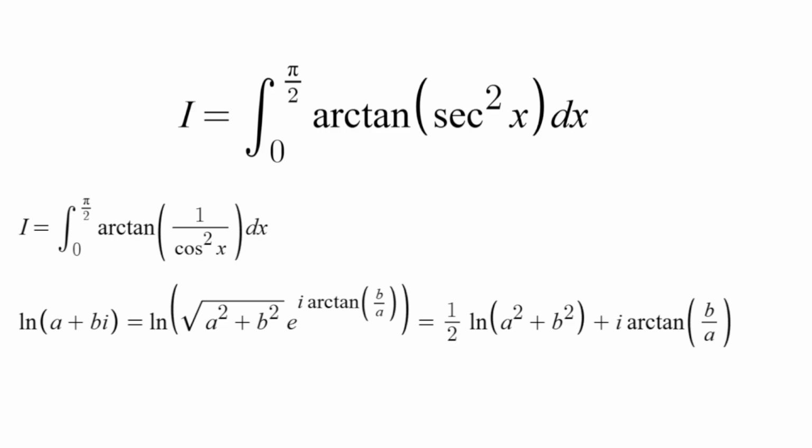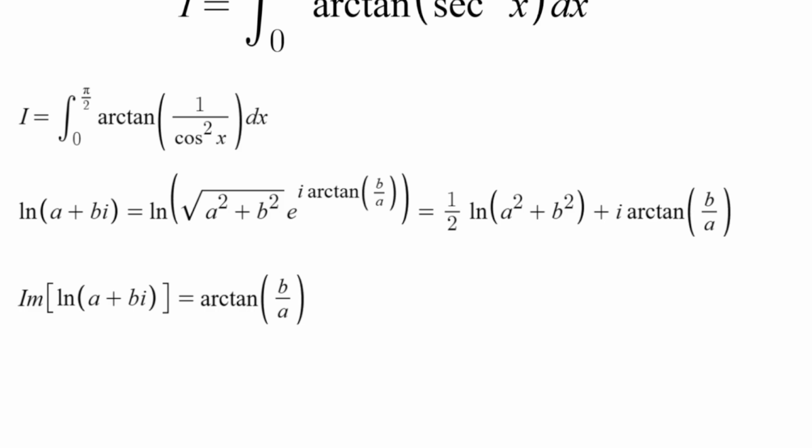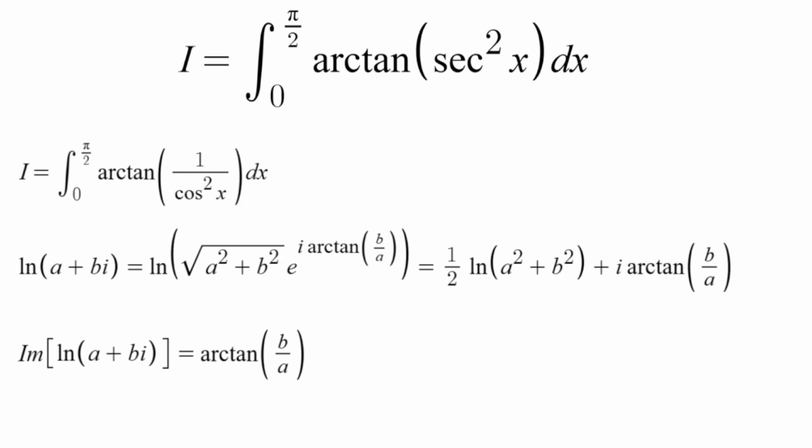So we have this, and then using the properties of logarithms, we can split that up into two separate expressions, one being one half the natural log of a squared plus b squared, and the other being the natural log of e to the i arctangent b over a. Of course, the e and the natural log will cancel out, leaving you with this. So, in other words, the imaginary part of the natural log of a plus bi is just the arctangent of b over a. And you'll see we have that form right here where our b is 1 and our a is cosine squared x. So that's why I did that.